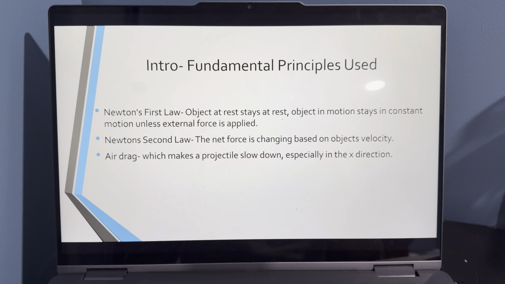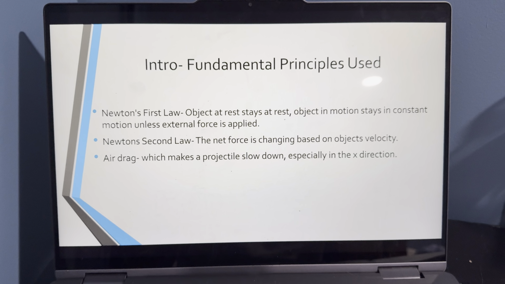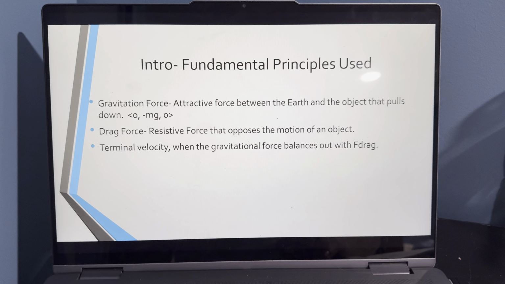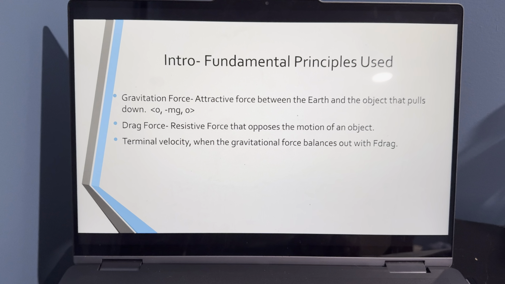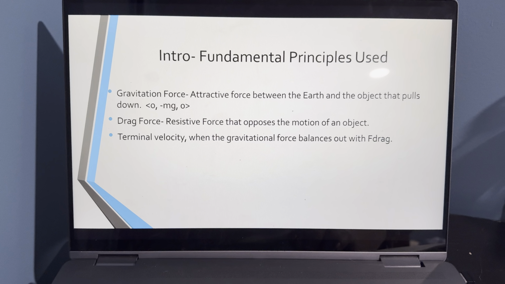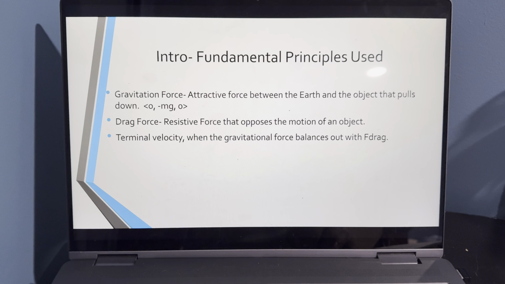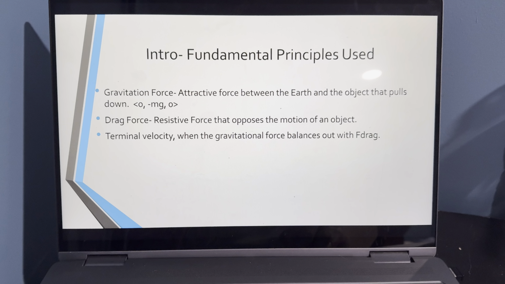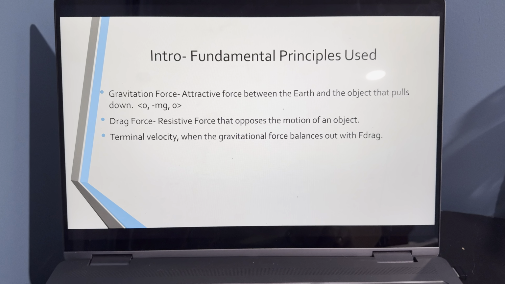And also we have to know about air drag, which makes a projectile slow down, especially in the x direction. Gravitational force, the attractive force between the earth and the object that pulls down, is negative mg in the y. Drag force is the resistive force that opposes the motion of an object, and terminal velocity is when the gravitational force balances out with F drag.